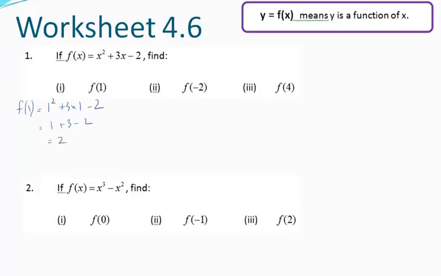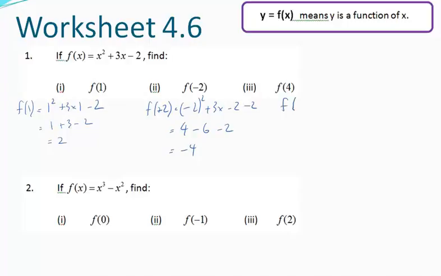When x is equal to -2, we have (-2) squared plus 3 times -2 minus 2. So it becomes 4, and 3 times -2 is -6, minus 2. So 4 minus 6 is -2, minus 2 more is -4.